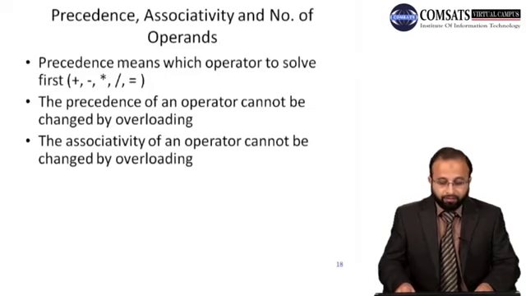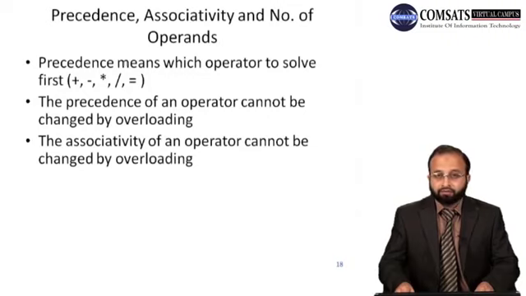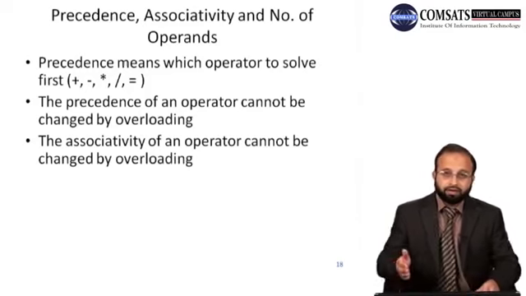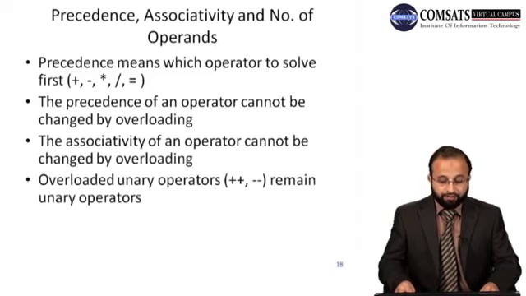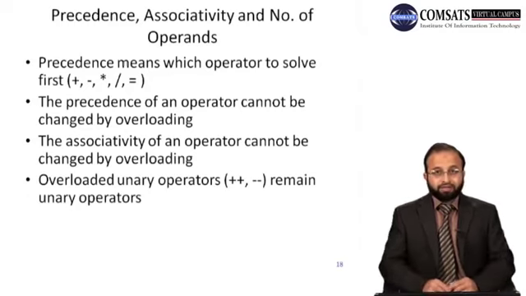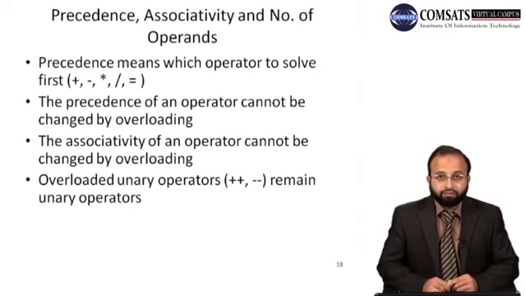The associativity of an operator cannot be changed by overloading. Associativity means whether you have to solve the expression from left to right or from right to left. So overloaded unary operators, plus plus and minus minus, remain unary operators. In C++, the associativity of the operator is from left to right. You start solving the expression from the left side, and then you move on to the right side.